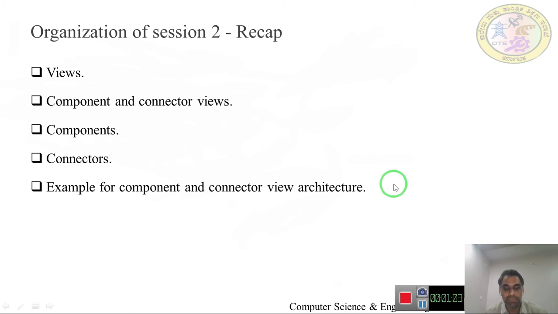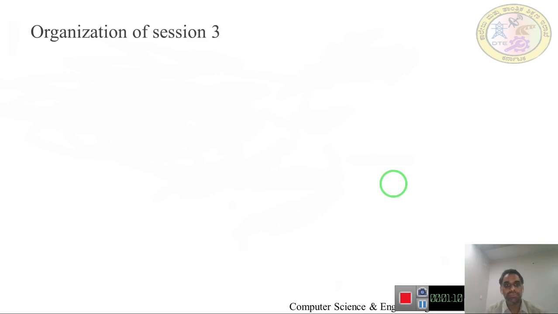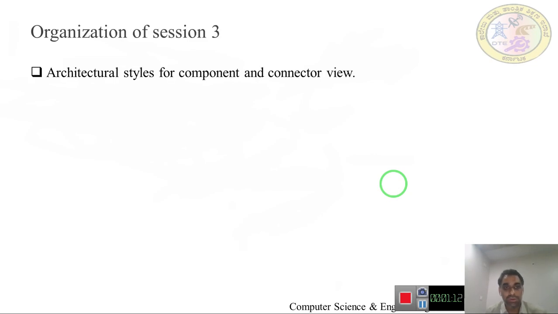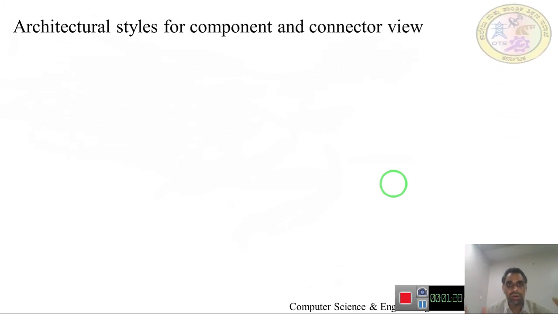from the point of view of component and connector architecture. And last we saw the references. Now in this session, I would like to continue the remaining part of Unit 3, which is architectural style for component and connector view, pipe and filter, shared data style, and an example. Okay, so let me discuss the first part, which is architectural style for component and connector.